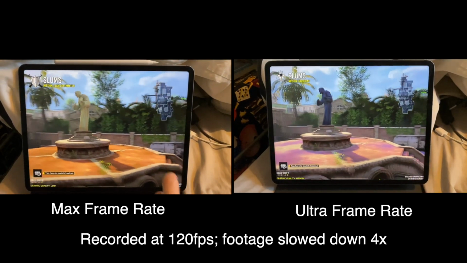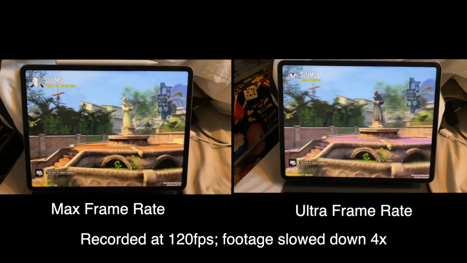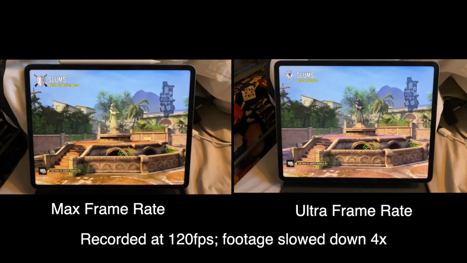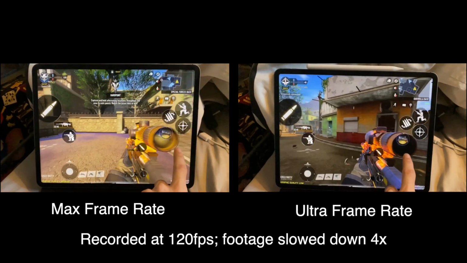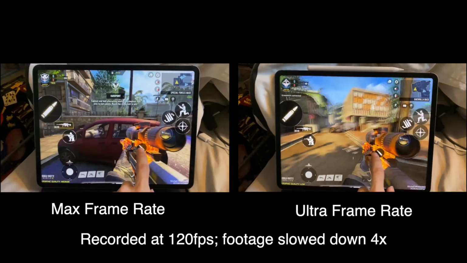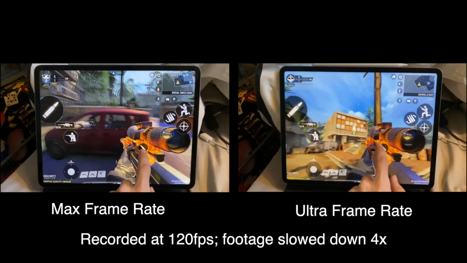and what we will notice is for every 1 frame which passes on max frame rate, 2 frames pass on ultra frame rate. Now you'll also see me moving around the Arctic 50 again. For 1 frame which passes on max, 2 frames pass on ultra. So what does this mean? Well, what it means is max frame rate, 60 FPS, 100% confirmed.